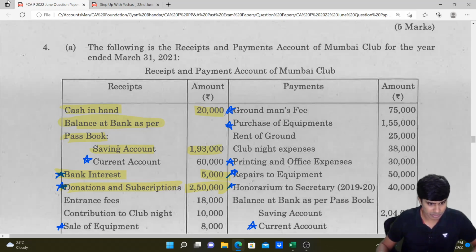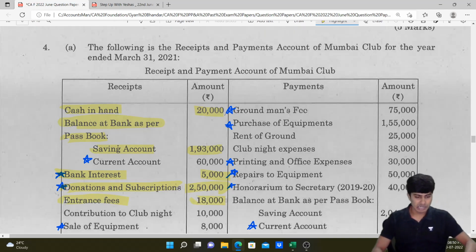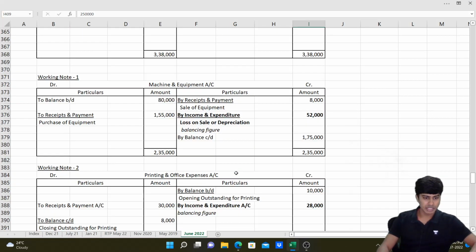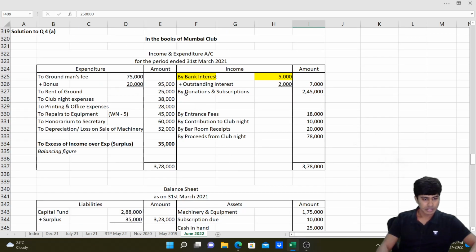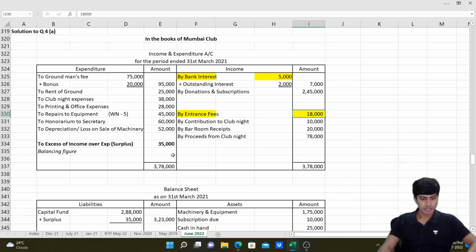Then we have entrance fee. Entrance fees is 18,000 rupees. This is income. In my income and expenditure, on the credit, I will write by entrance fees 18,000. Cool. Then we have contribution to club night 10,000 rupees. Contribution received is income. So I'll write by contribution to club night income 10,000 in income and expenditure.